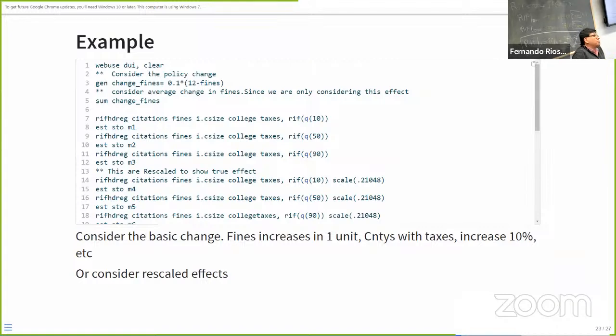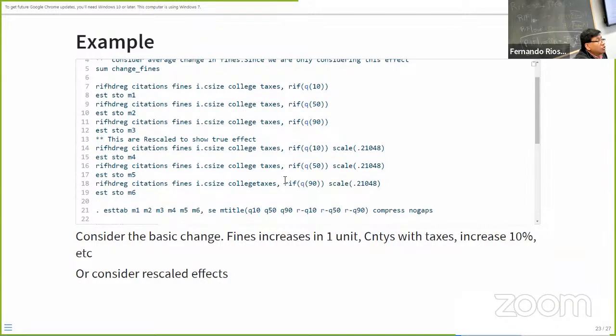After the comma, you need to specify what type of RIF you're interested in. For now, we're just going to concentrate on quantiles, which is why I'm including here the RIF Q10, Q20, Q50, Q90. But you could just as well estimate other kinds of analysis. If you do help rif or help rifhdreg, you're going to have the full set of statistics that I include within the package. So I'm estimating this for everything to show the true effect.